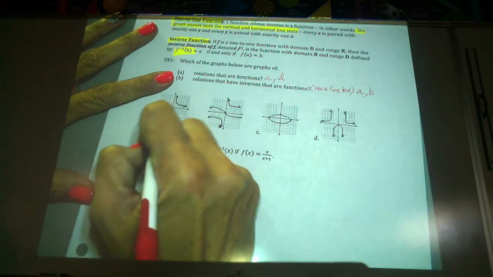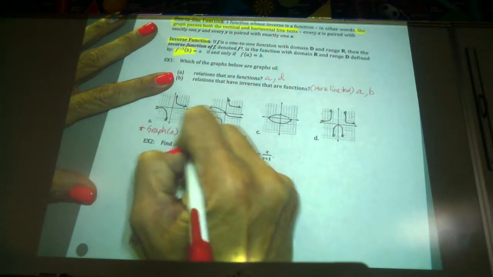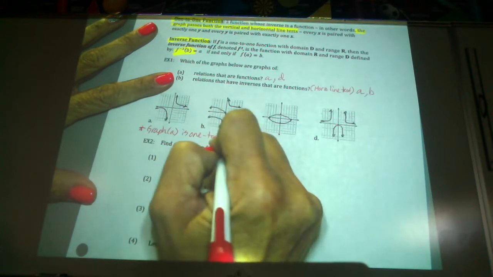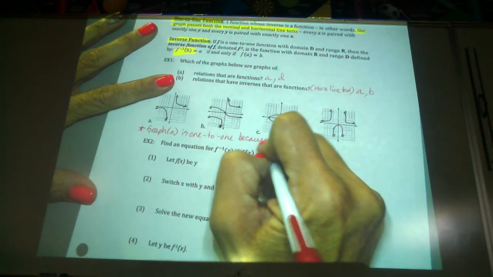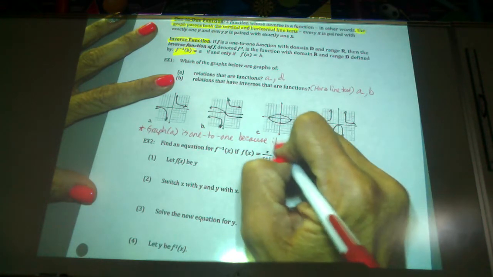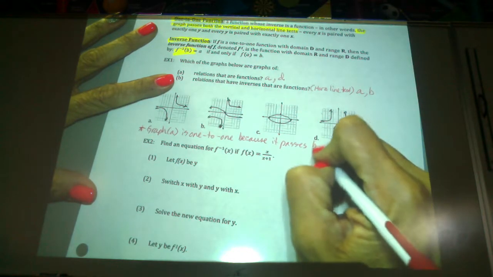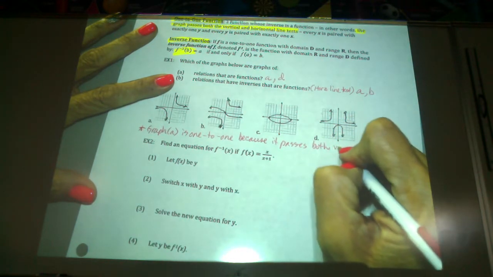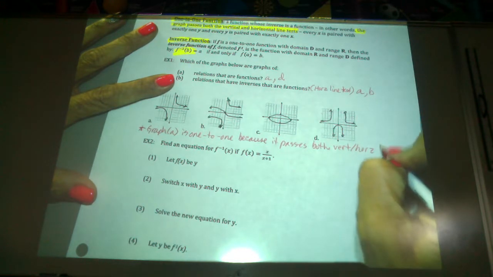Graph A is one-to-one because it passes both vertical and horizontal line tests.